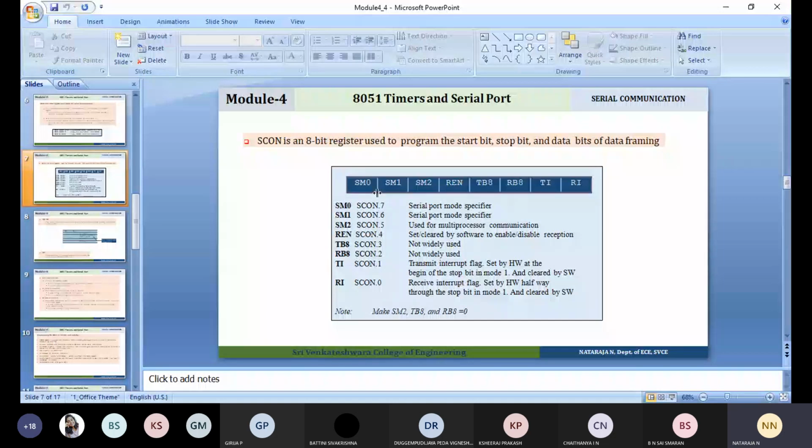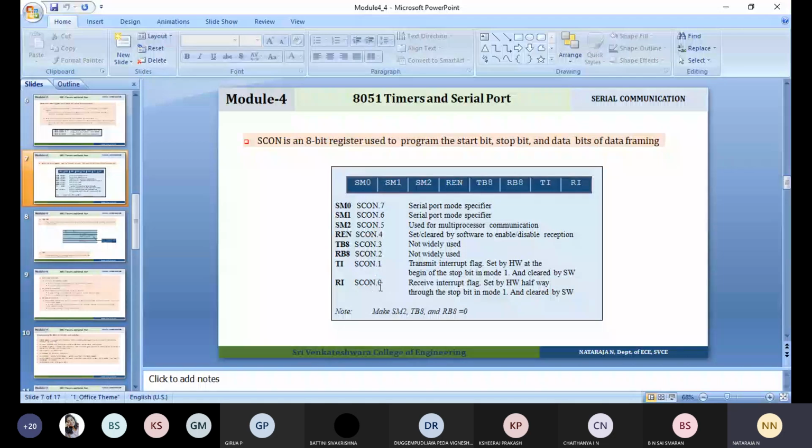It indicates that it's an 8-bit register used to program the start bit, stop bit, and data bits. What we are going to do is data framing, among other things. With respect to this serial control register, with respect to start and stop bits, we are going to use them to transmit the data.